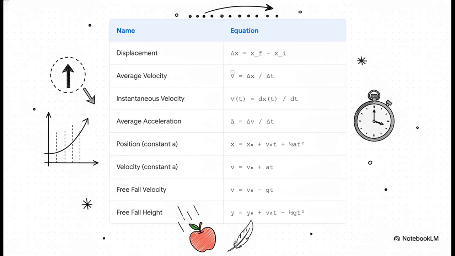And here they are. Now, I am not going to read all of these out loud, but you can see we have equations for everything from basic displacement and average velocity to the equations for constant acceleration and the special cases for free fall. Seriously, this is the perfect spot to hit pause, review these, and maybe even write them down. This is your toolkit for the entire chapter.